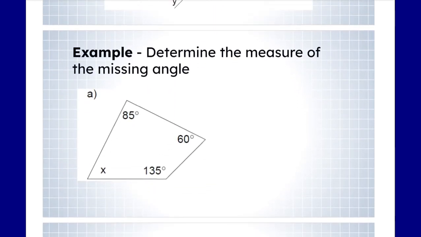Just a couple of examples, going over those properties. We have 3 out of 4 angles in our quadrilateral. All 4 angles have to add to 360 degrees. So 360 minus 85 minus 60 minus 135 will give us our fourth angle, which in this case would be 80 degrees. So x, our missing angle, is 80 degrees.